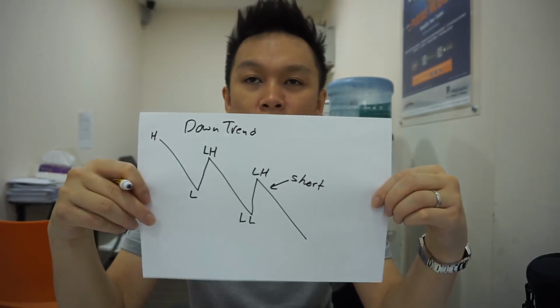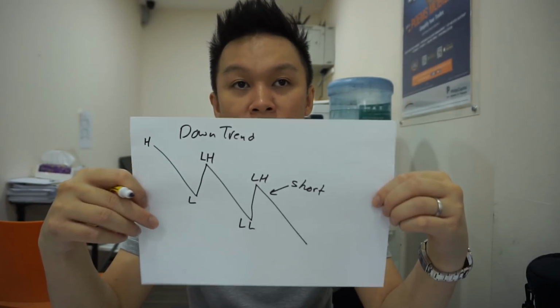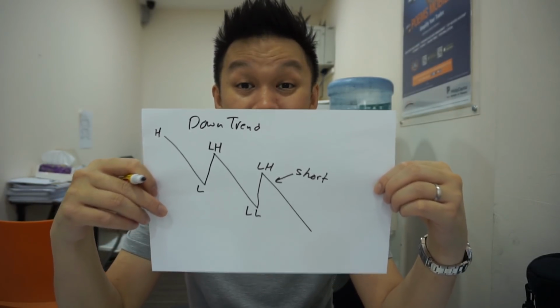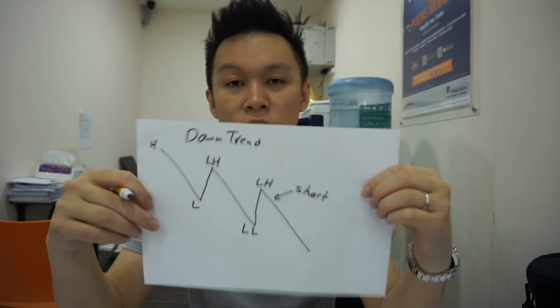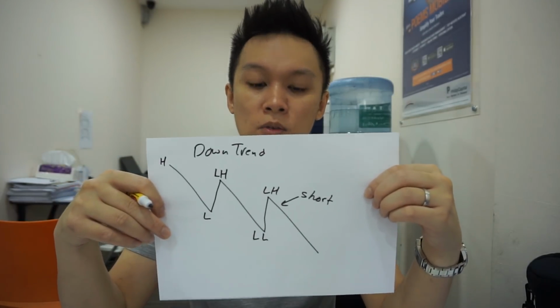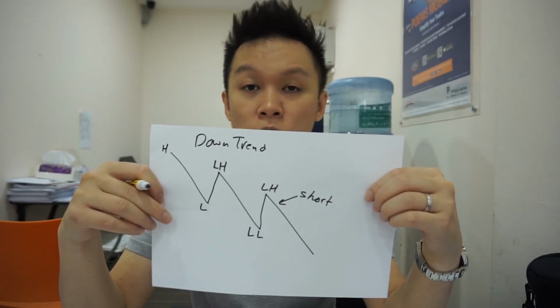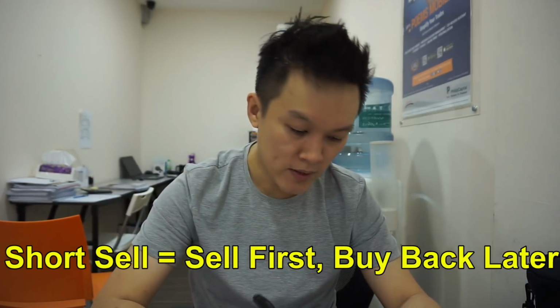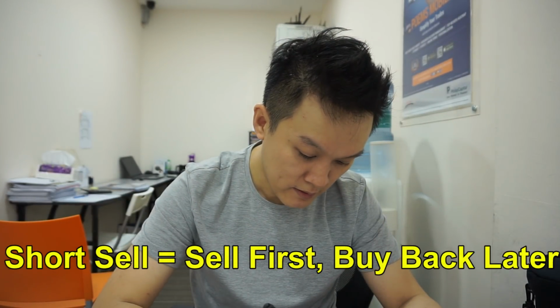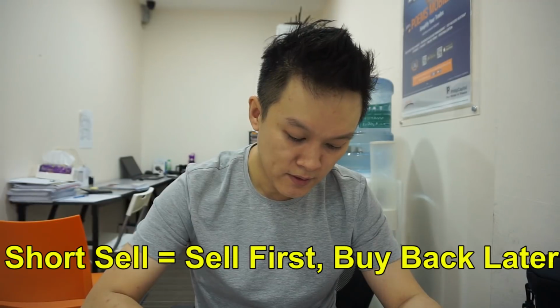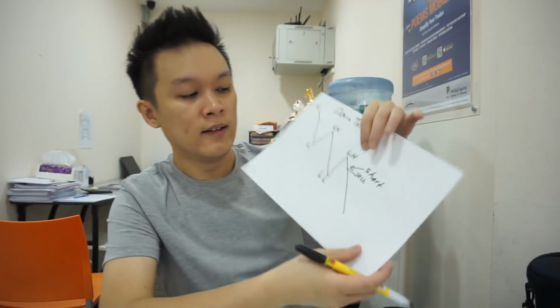In CFD, when we say short, we just do what we call a sell. In CFD, as long as you do not have the share, when you sell, it's called a short sell. So what we do here is we sell first. After we sell, we do a limit order.